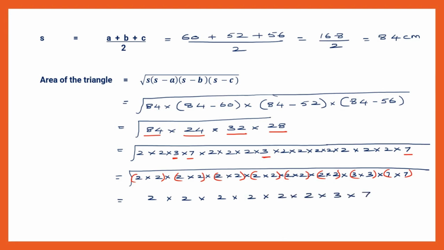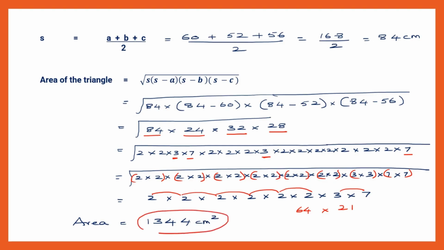So now let's multiply these and see. 2 twos are 4, 4 twos are 8, 8 twos are 16, 16 twos are 32, 32 twos are 64. So we've got 64 here and here 3 sevens are 21. So multiply 64 into 21. That will be equal to 1344. So what have we found? We have found the area. So the unit will be centimeter square. So we have found the answer. The area of the triangle is 1344 centimeter square.